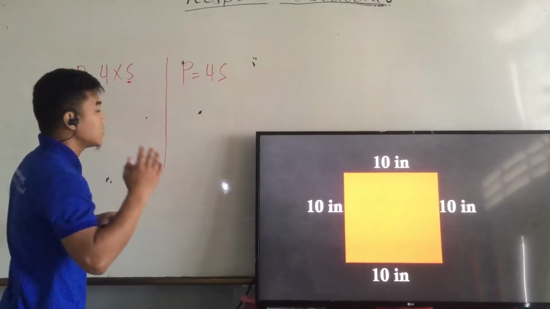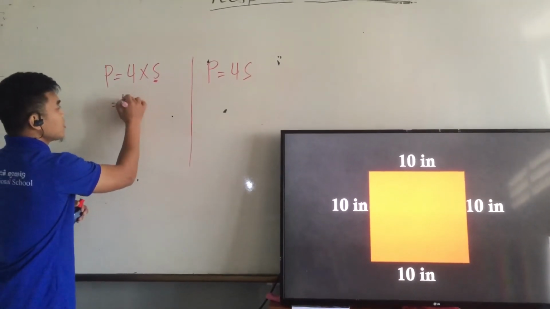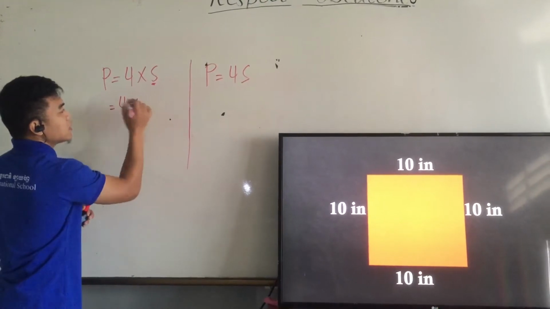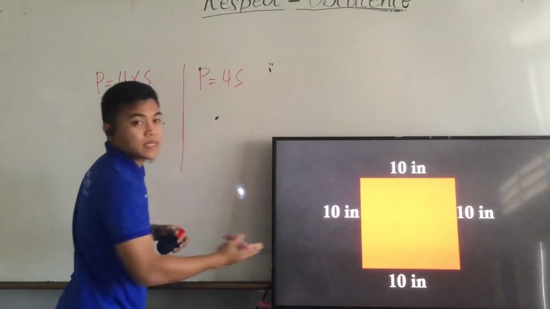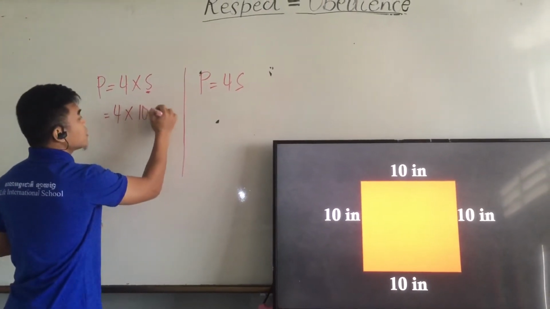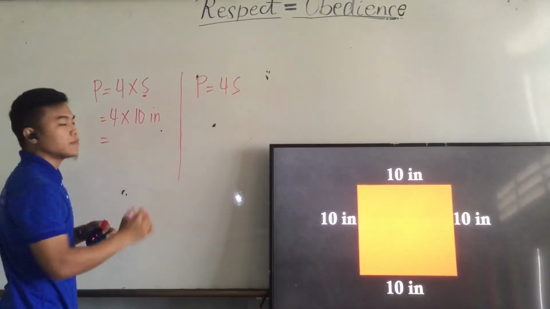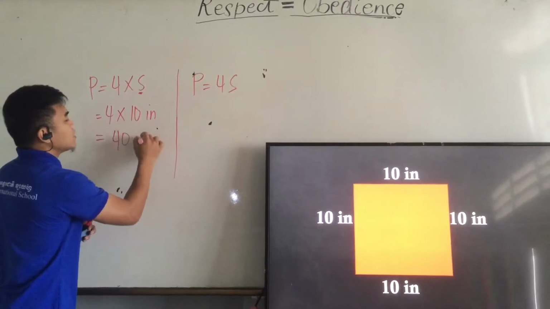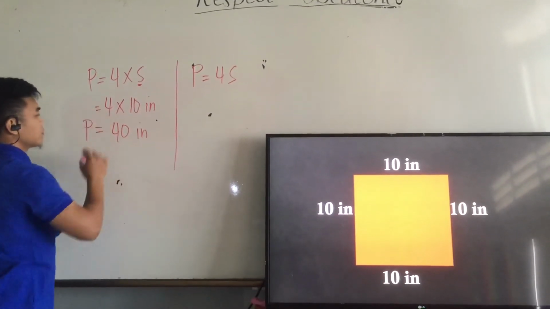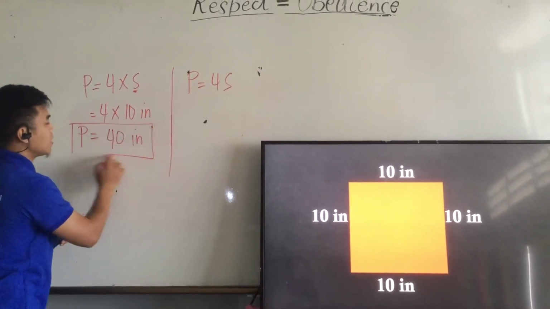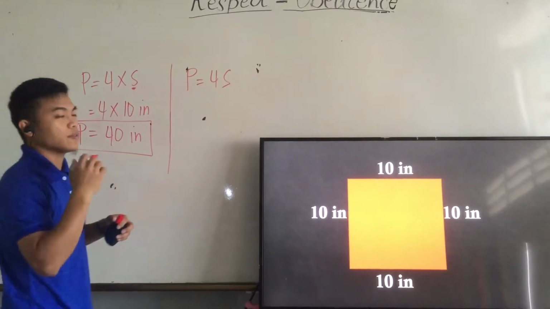So let's answer. 4 times, what is the value of S again? It's 10 inches. Don't forget to put inches. So 4 times 10 is equal to 40 inches. Don't forget to box or circle your final answer.